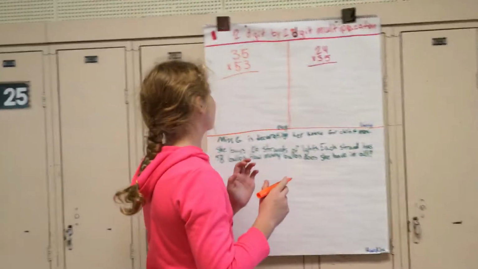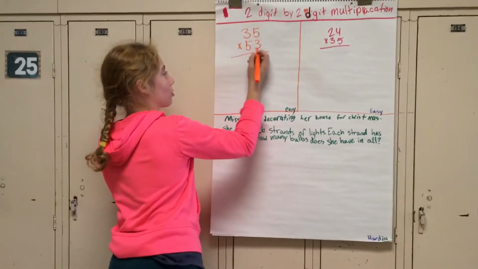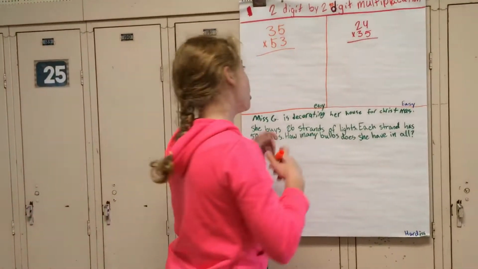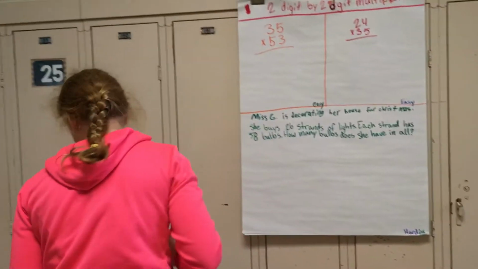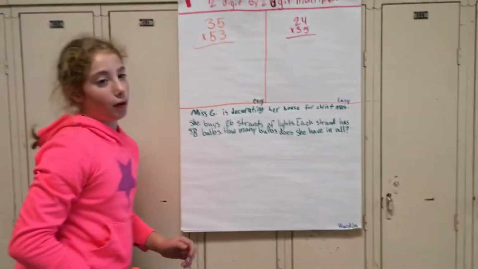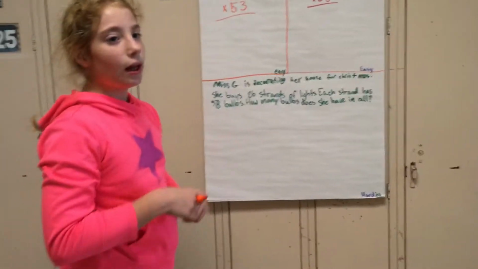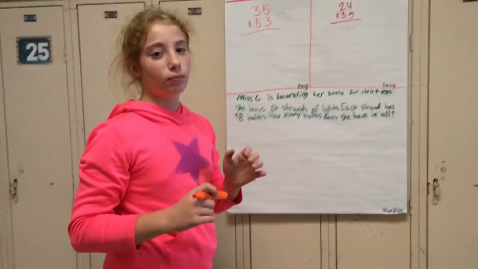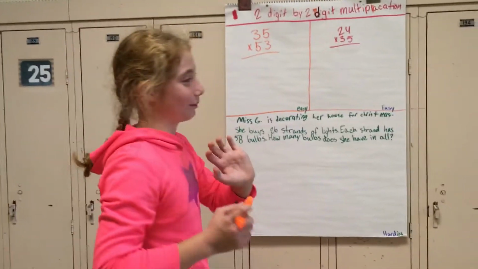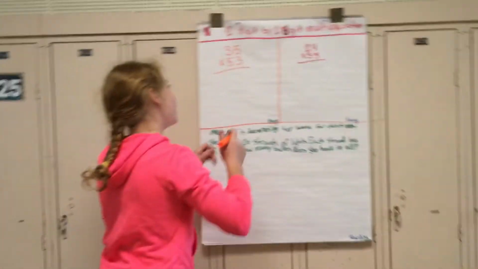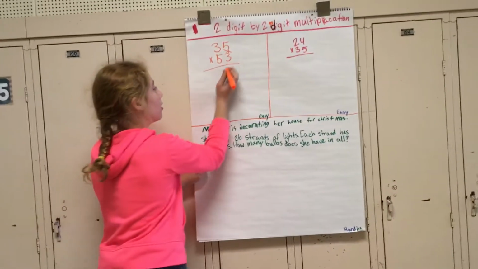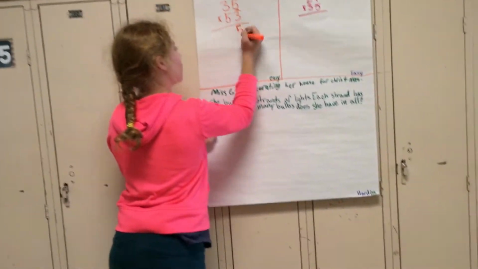So, we're going to start off with 35 times 53. And as normal, we're going to start in the ones first. The ones are always first when doing multiplication, addition, and subtraction, not division though. So, just multiplication, addition, and subtraction. So, 3 times 5 is 15, right? Yep. So, you put the 5 there.